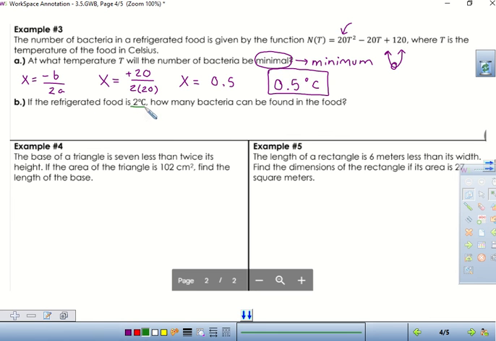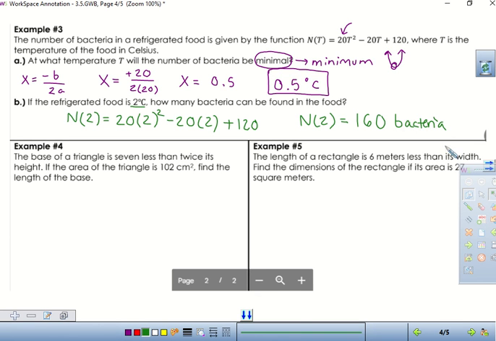So if the refrigerated food is 2 degrees Celsius, how many bacteria can be found in the food? Well, we can find the number of bacteria by simply plugging in 2 for temperature. So n of 2, just the notation, is equal to 20 times 2 squared minus 20 times 2 plus 120, which means n of 2 is equal to 160 bacteria. Alright.